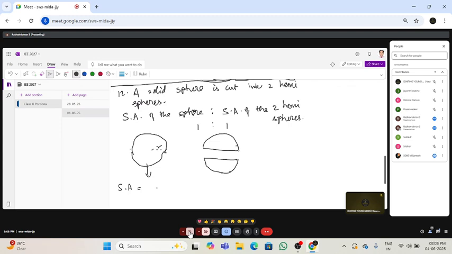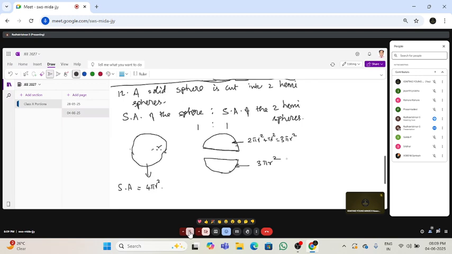Can somebody tell me what the surface area of this sphere is? 4 pi r square, right? Now, what is the surface area of this? This is 2 pi r square, plus here also there is a circular area, right? So that is why it is 2 pi r square plus pi r square, which is 3 pi r square. Similarly, here also it is 3 pi r square.